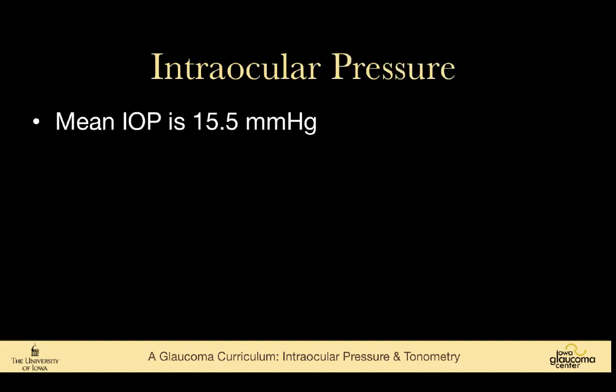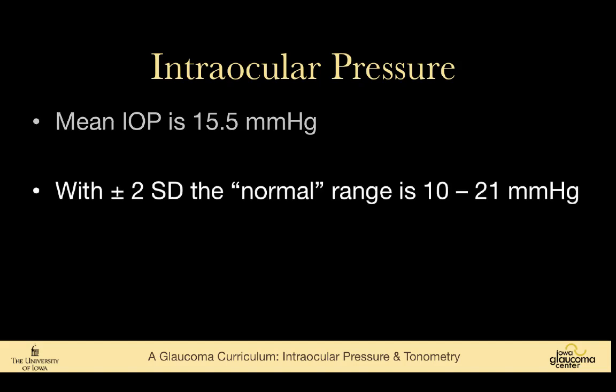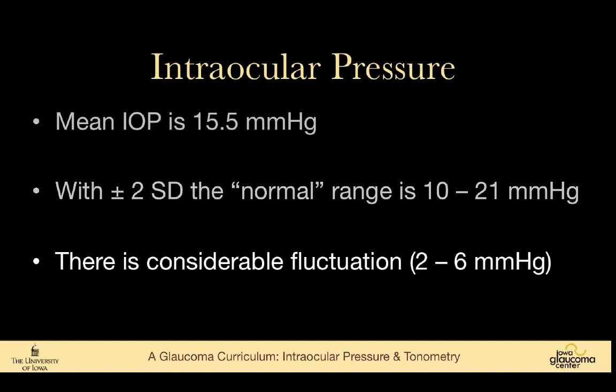Much of what I'm going to say over the next few minutes is covered in the talk on ocular hypertension. I don't think it hurts to repeat it. The mean intraocular pressure is 15.5 millimeters of mercury. If we take the normal plus or minus 2 standard deviations that we use for most features of the human body, that would make the normal range 10 to 21 millimeters of mercury.